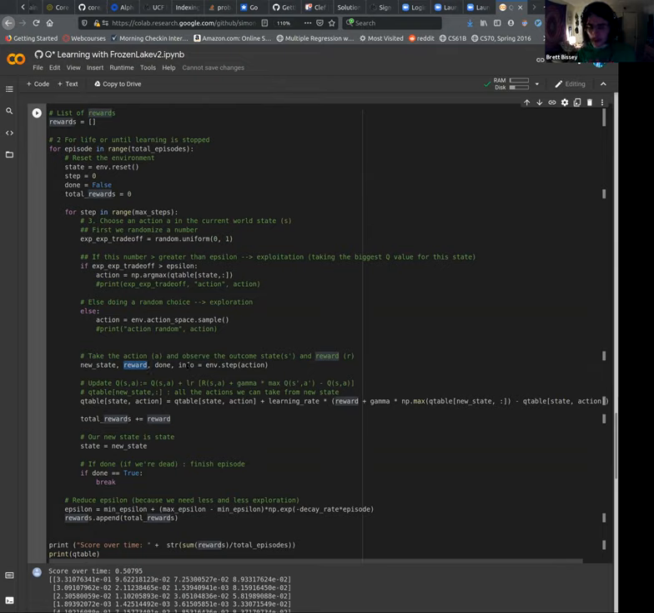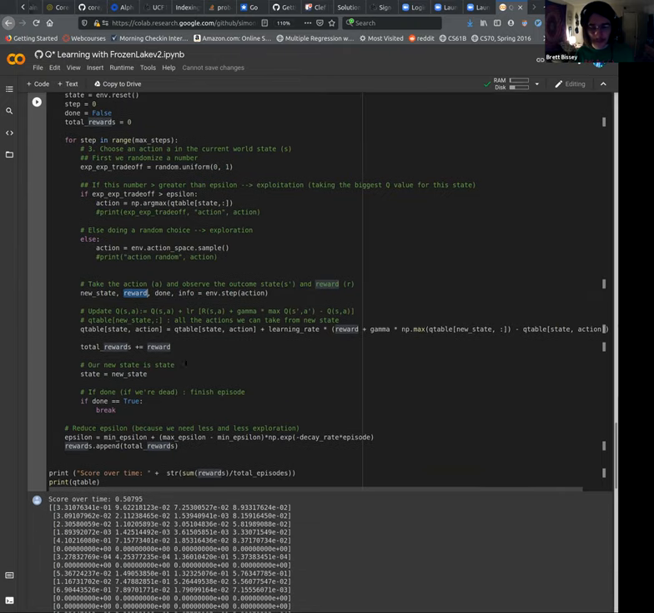And info is a way that we keep track of other things that happen in the game, or print statements or logs that we want to keep track of. And so this is where that updating is happening in the Q table based on the next state, the reward, and the learning rate. In this case, the learning rate is directly used in this update function.